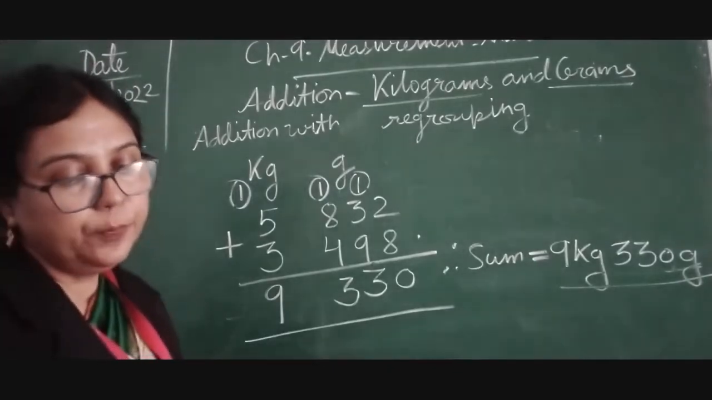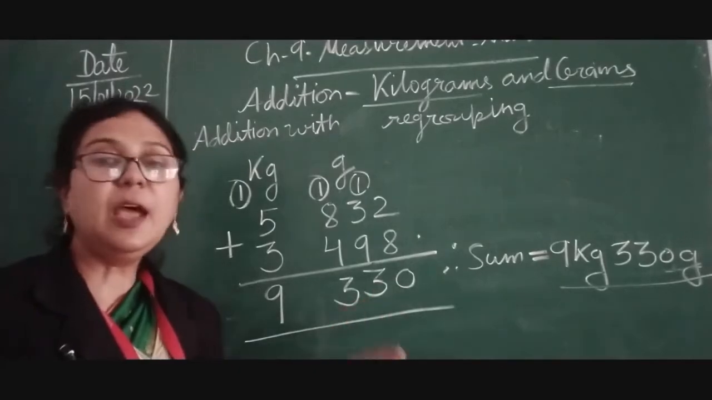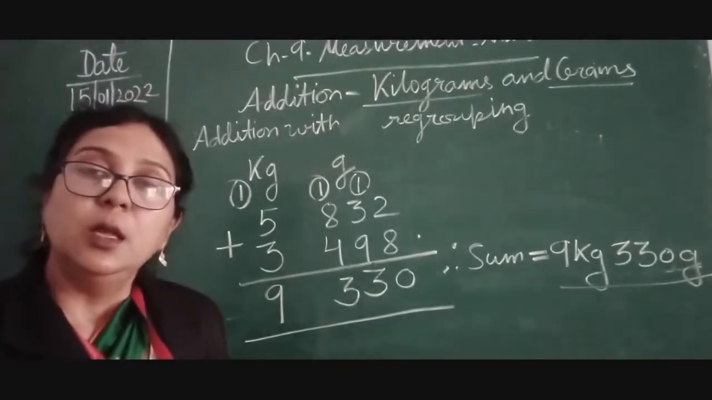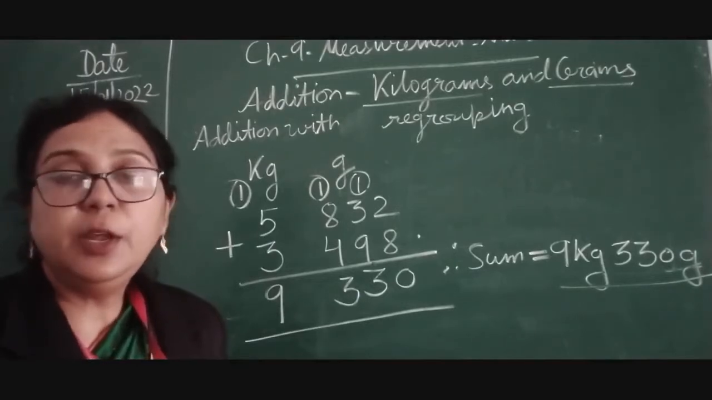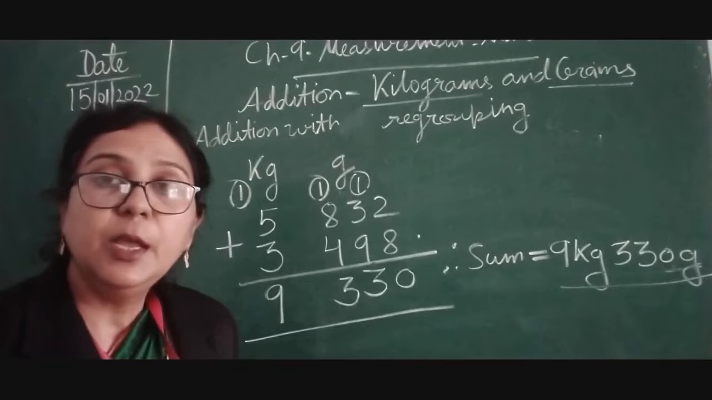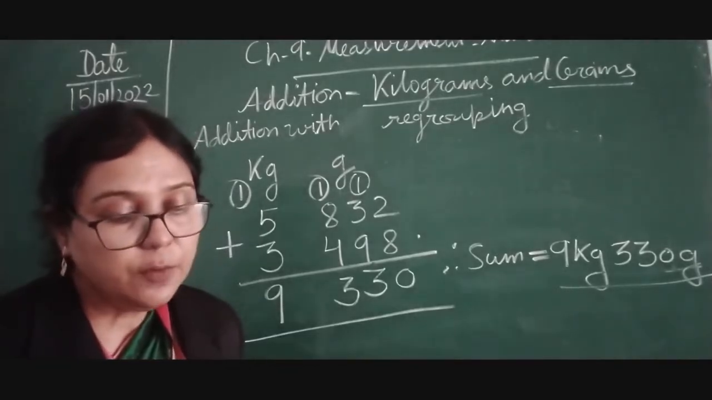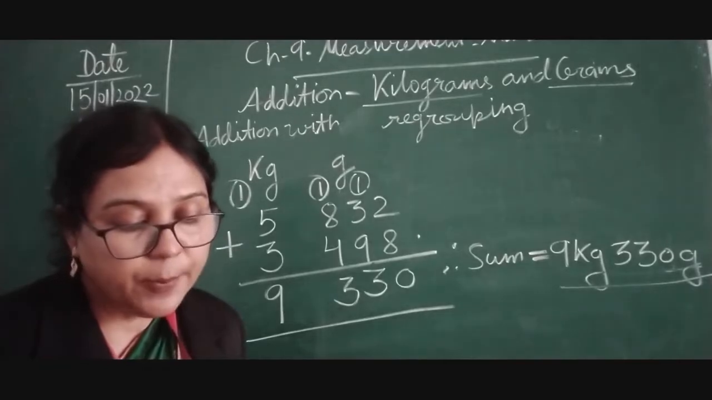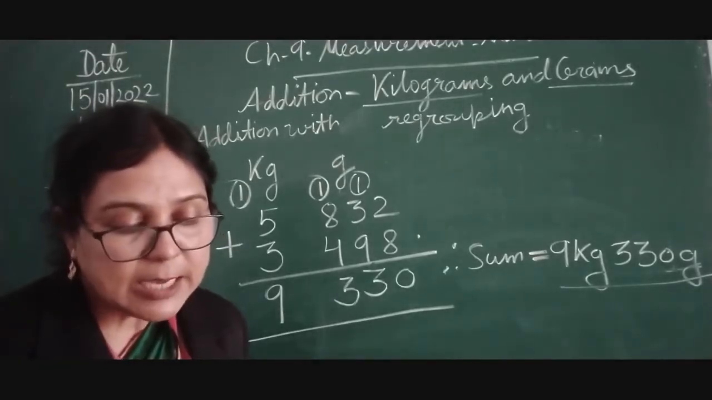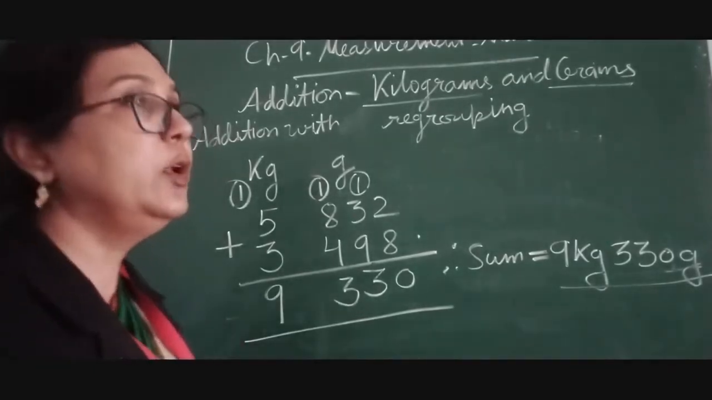Now we will do exercise number 9.2 because we have revised how to solve the questions. Okay, addition with regrouping and addition without regrouping we have done. Now on the basis of that, we are going to solve the exercise which you can find on page number 143, exercise number 9.2. Okay, 9.2 we are going to solve, children.